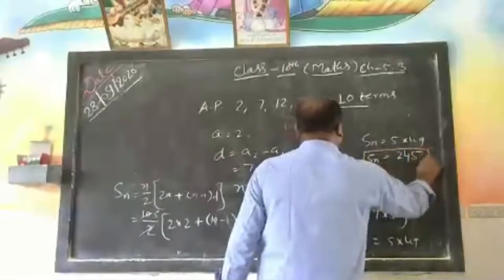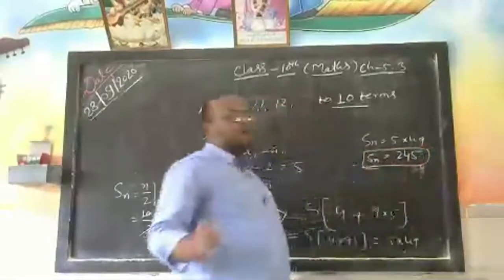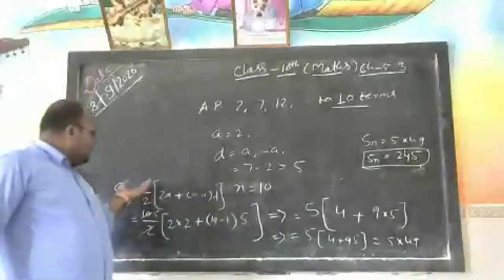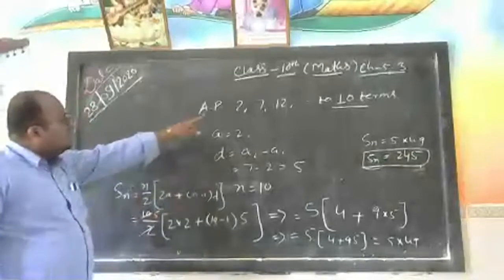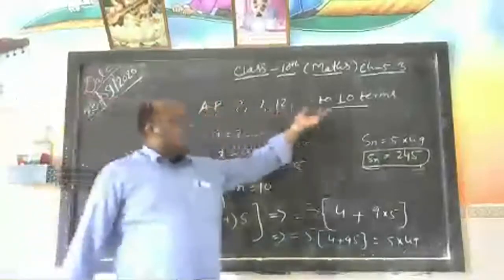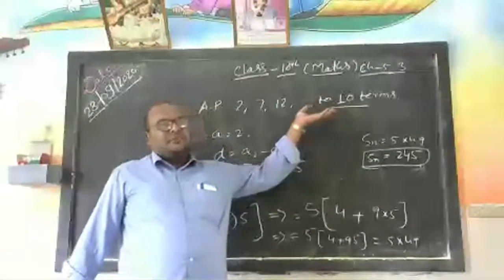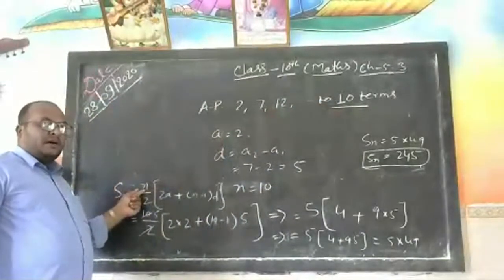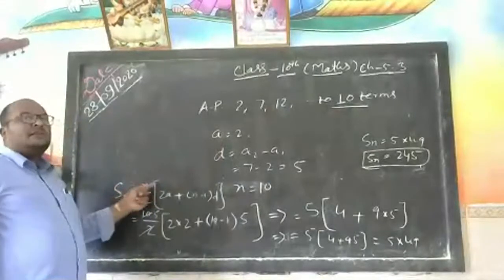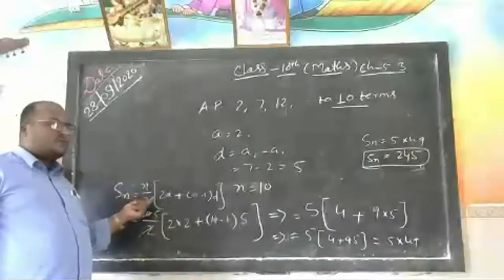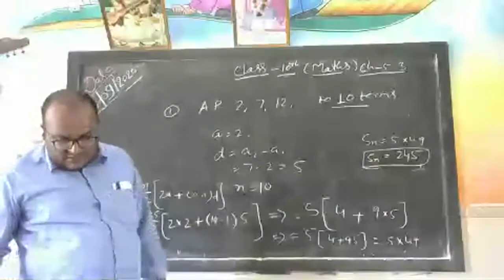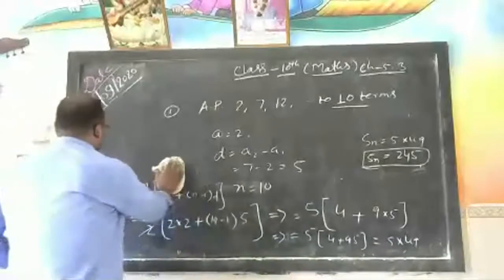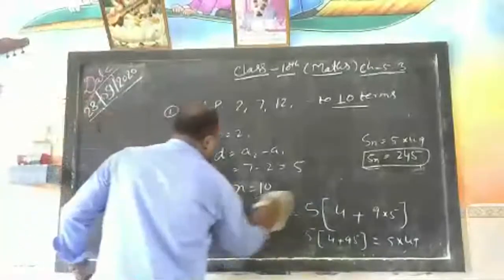So Sn is equal to 245. Which means that you will use this formula when you know n. When n is given, then you will use this formula. Otherwise, first of all, you have to find the value of n, then you will use this formula. Now, when n is not given here, let's see question number 2.